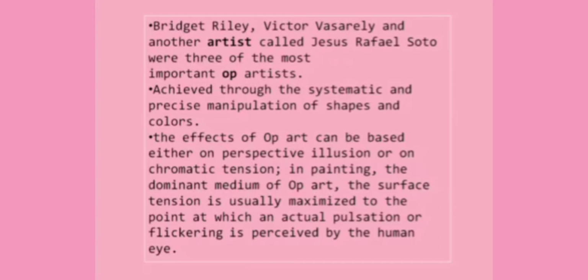Op art is achieved through the systematic and precise manipulation of shapes and colors. The effects of op art can be based either on perspective illusion or on chromatic tension. In painting, the surface tension is usually maximized to the point at which an actual pulsation or flickering is perceived by the human eye. So, in op art, it is important to play with the shapes, colors, and surface tension to create a visually believable 2D and even 3D art.